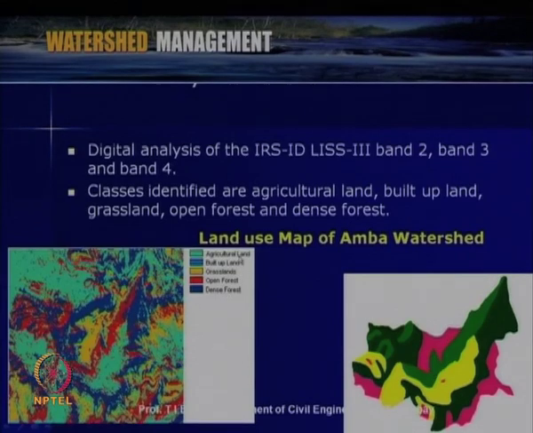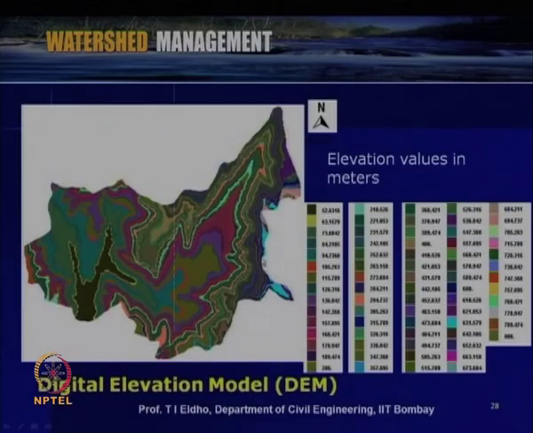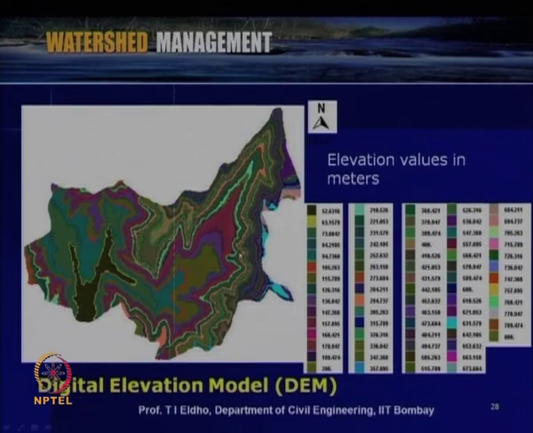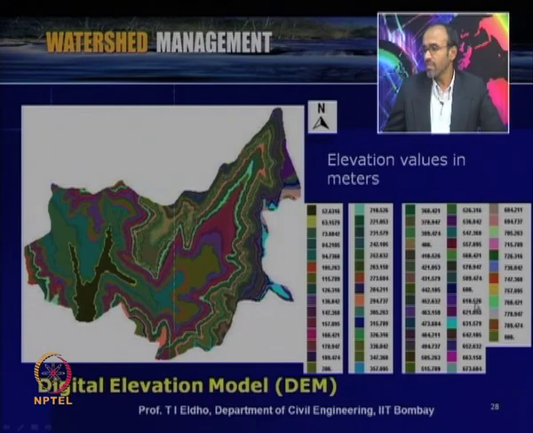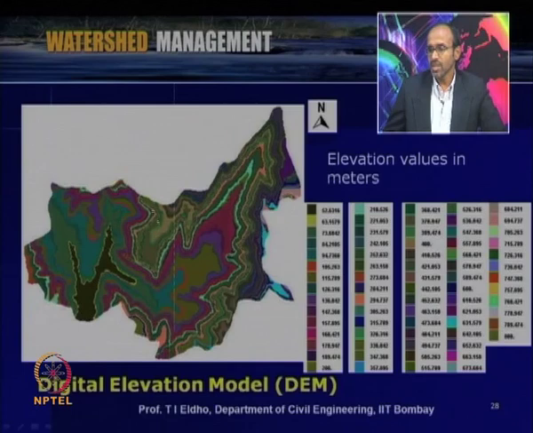So here we can see the green indicates agricultural land, blue indicates built up land, then grassland, open forest, dense forest. Then using this specified procedure, we have generated the digital elevation model. So this shows the digital elevation model for the Amba watershed. The elevation values are listed here in meters. The elevation varies from 52.6 meters to 800 meters above the mean sea level. So, this is the digital elevation model for the Amba watershed.